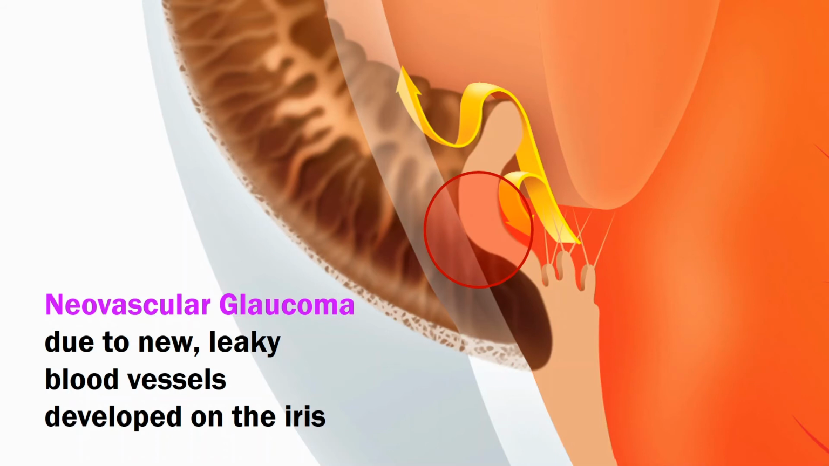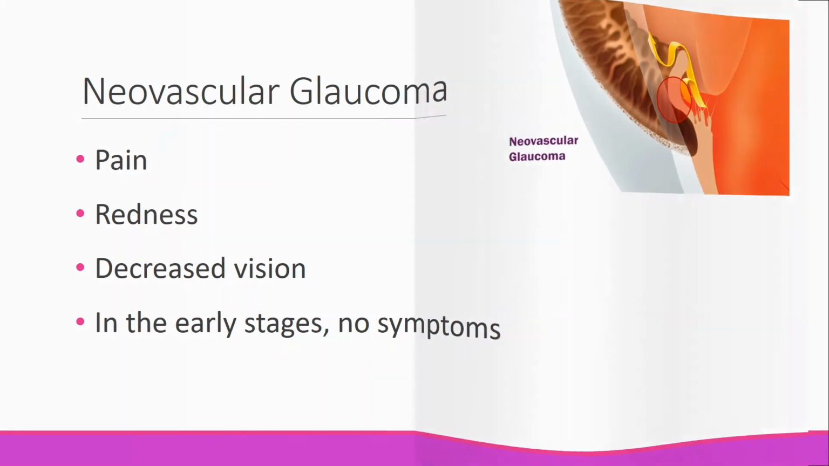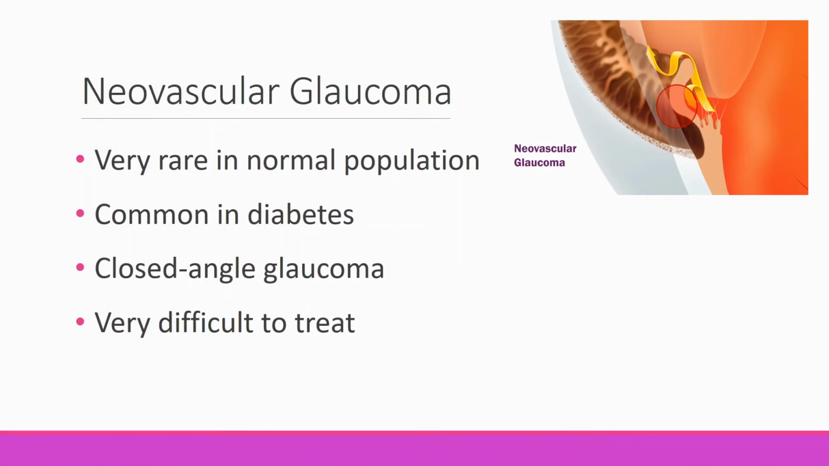This growth can reduce or close the angle between the iris and the cornea, with the iris pushing forward against the cornea, blocking the fluid flow. As a result, we get neovascular glaucoma in diabetes. The symptoms of neovascular glaucoma can include pain, redness, and decreased vision. In the early stages of the disease though, it is quite possible not to have any symptoms. Neovascular glaucoma is a very difficult condition to treat.